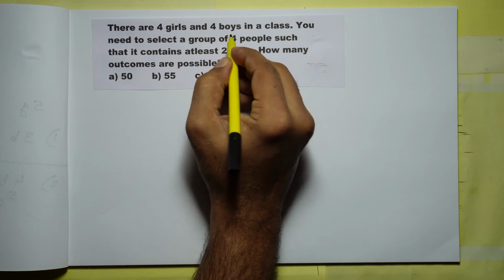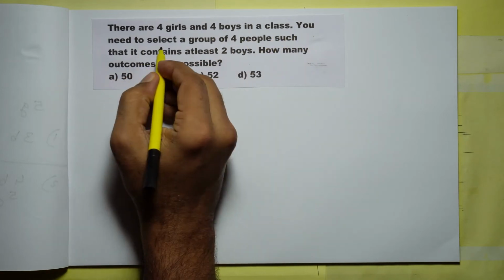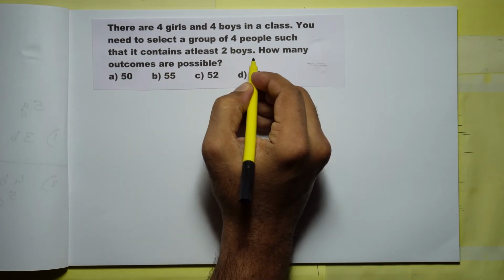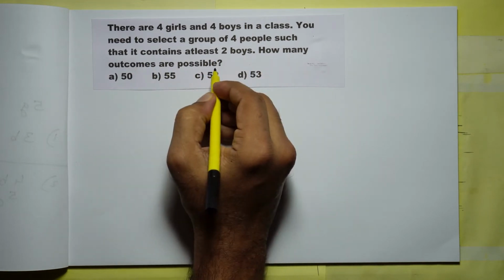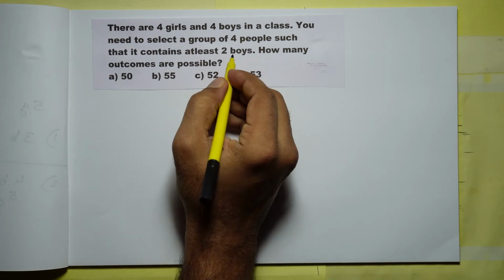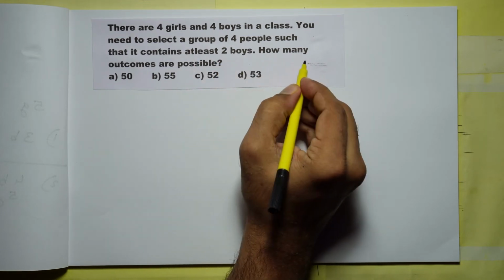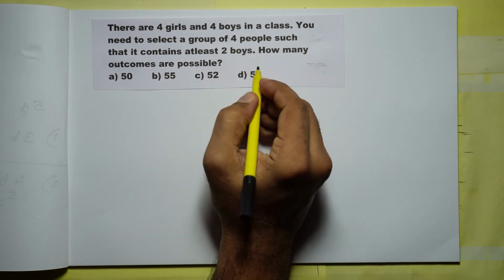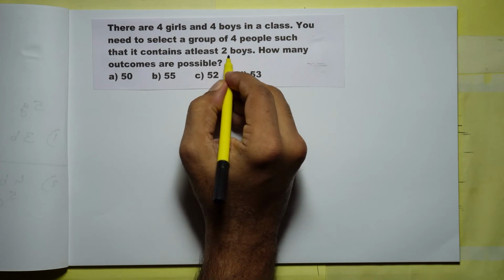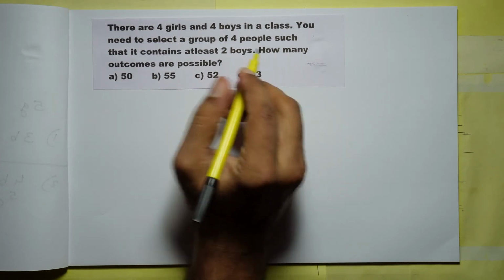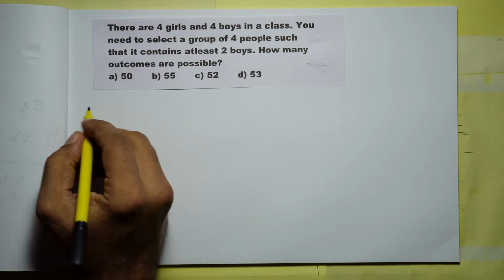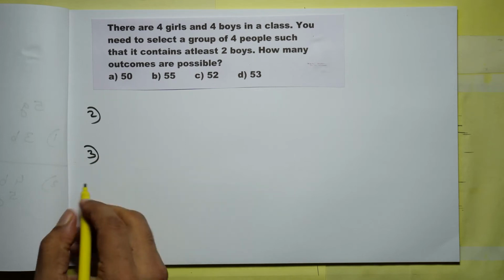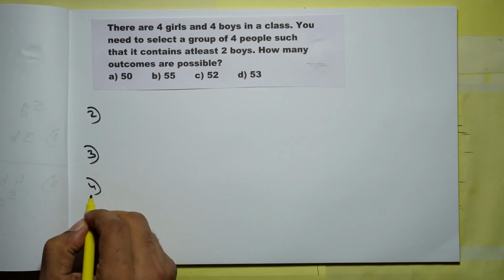There are 4 girls and 4 boys in a class. You need to select a group of 4 people such that it contains at least 2 boys. How many outcomes are possible? So at least 2 means you can go for 2 or 3 or 4. You are selecting a group of 4, it should contain at least 2. So minimum 2. So you can go for exactly 2 or 3 or 4 boys. So one possible outcome is you can go for exactly 2 boys. Another outcome is you can go for exactly 3, and another outcome is you can go for exactly 4.